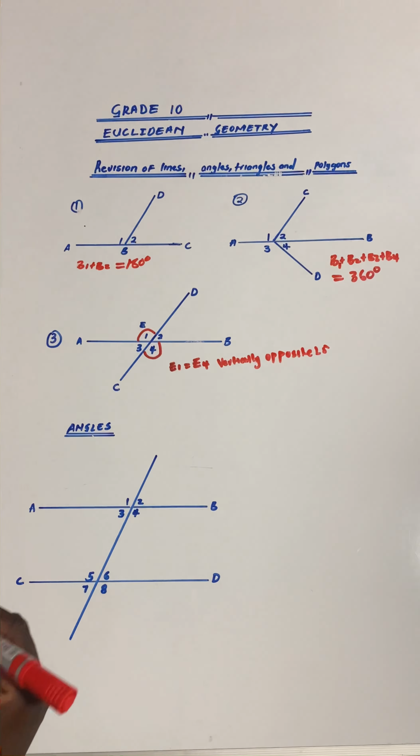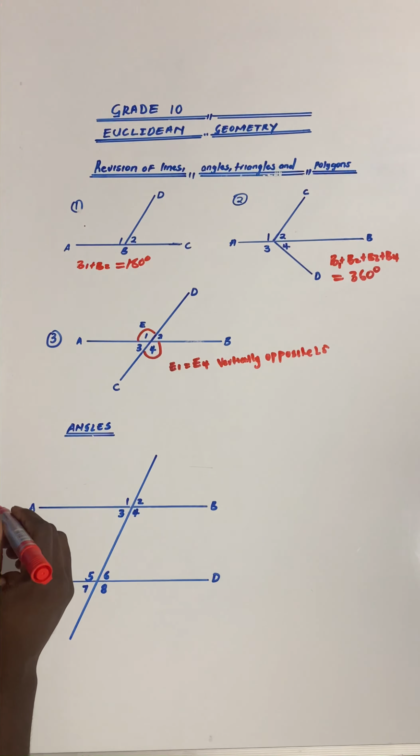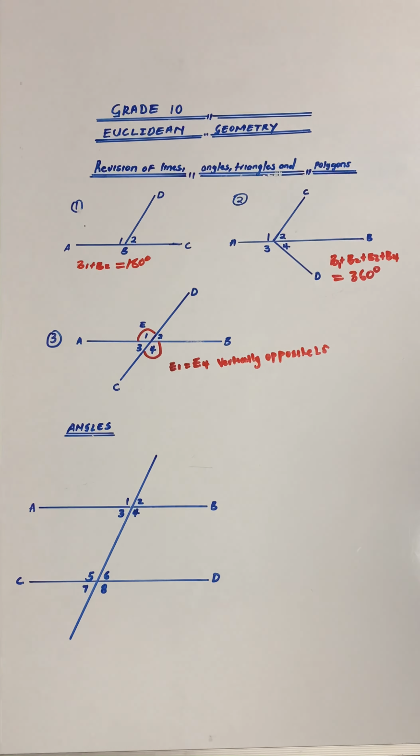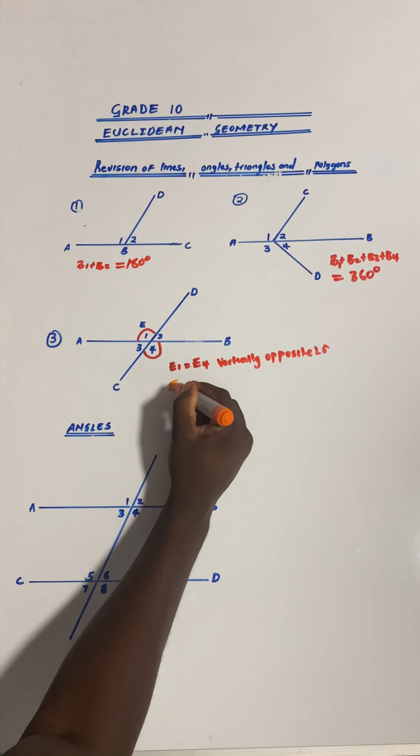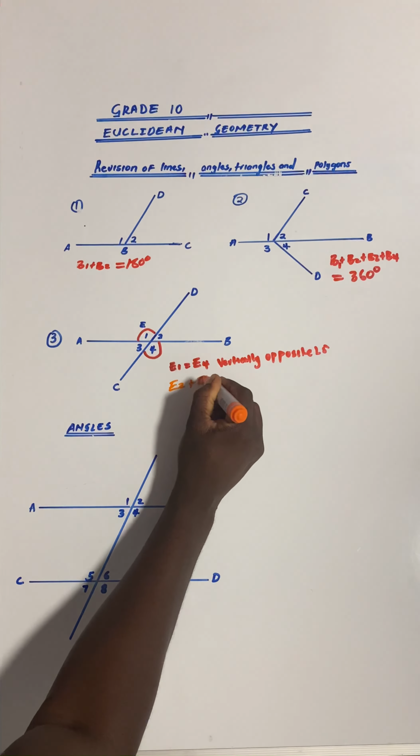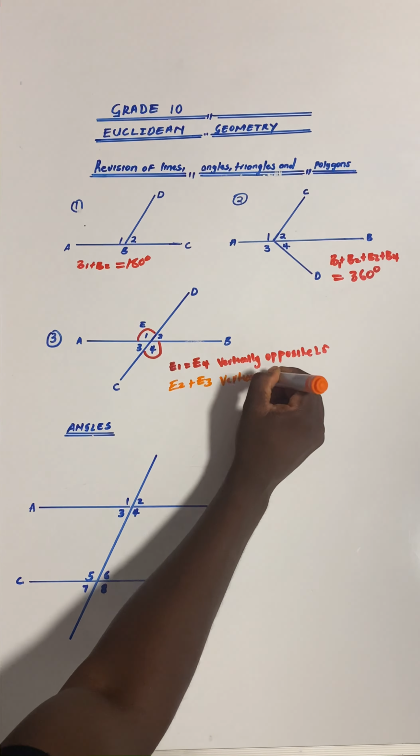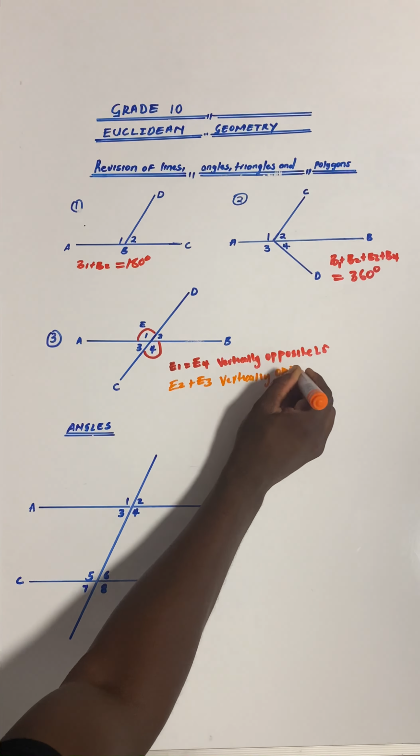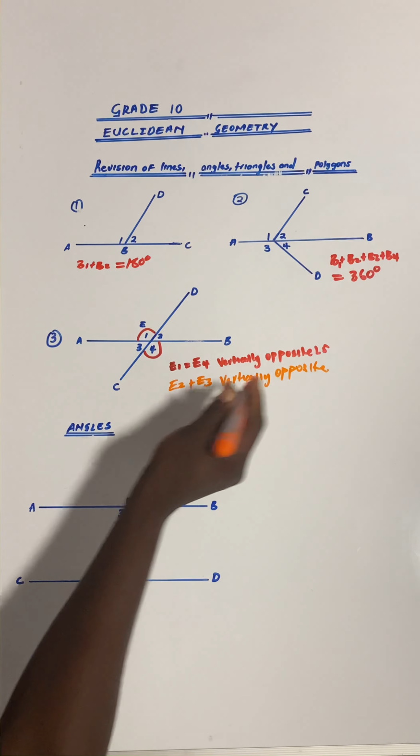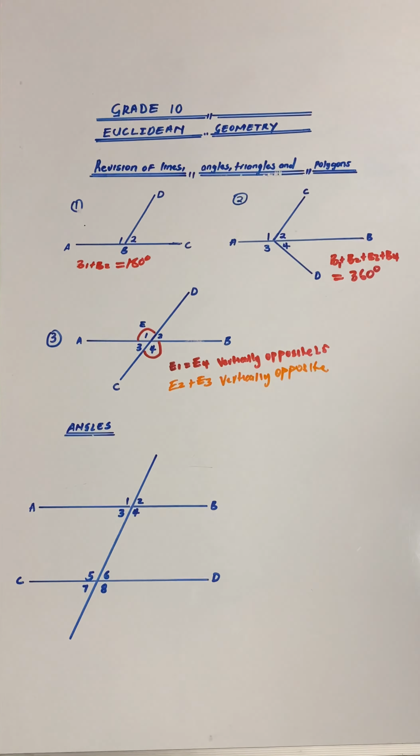That does not just apply to E1 and E4, it also applies to E2 and E3. They are also vertically opposite. This is still the simple stuff, and remember we're just doing revision, so it's just a quick pass over these things.